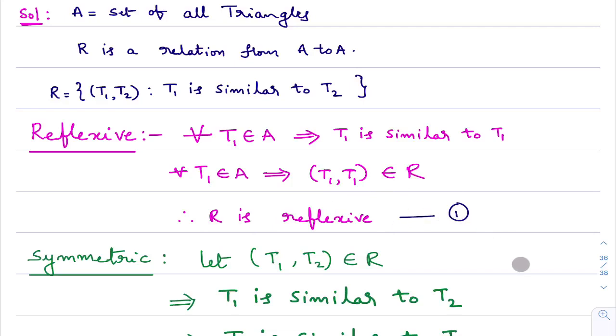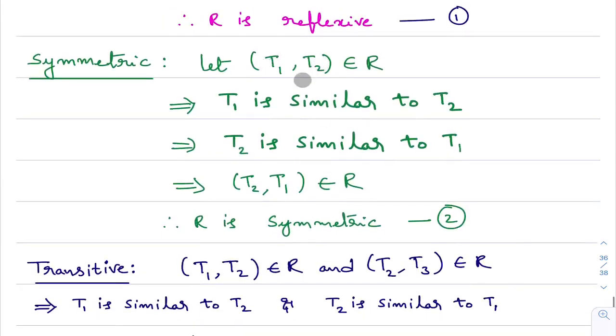Right. Now we will go with the symmetric property. What is the symmetric property? You take the ordered pair (T1, T2) belongs to the relation. Now you need to check the ordered pair (T2, T1) belongs to the relation or not. Now what does it mean? It means that the triangle T1 is similar to T2. If T1 and T2 are similar, can we say T2 and T1 are similar? Obviously, it's a simple thing. If T1 is similar to T2, then obviously T2 is similar to T1. No doubt in that, right?